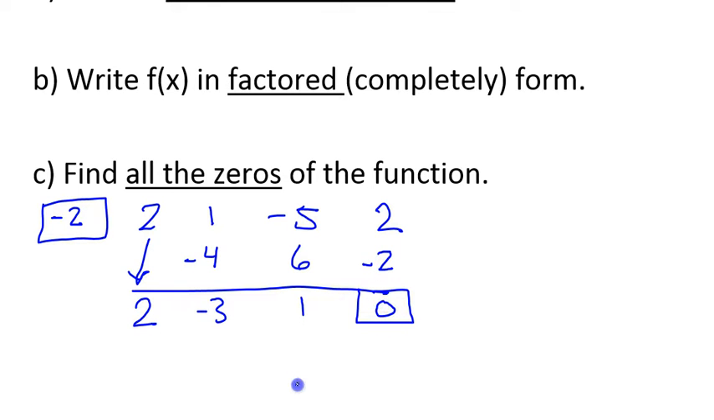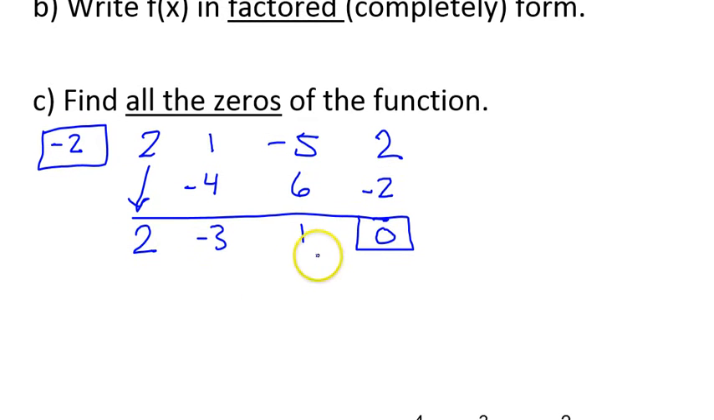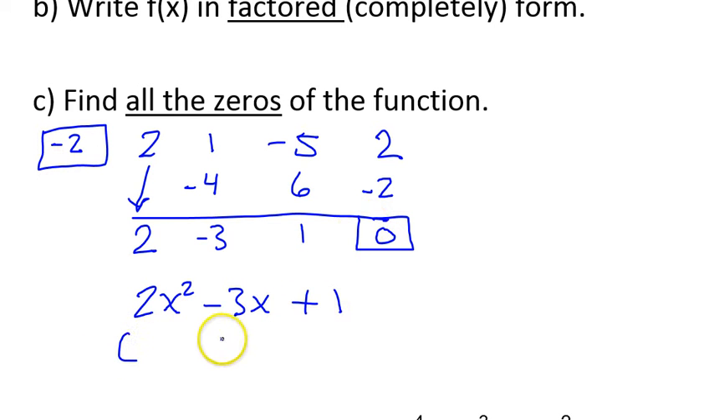So to find the other zeros, I just need to factor this, assuming that it's factorable. Actually, first let's put the variables back in. So this would be 2x squared minus 3x plus 1. I can either factor this, or I could use the quadratic formula if I'm a big fan of the quadratic formula. But I will find factoring easier as long as it factors.